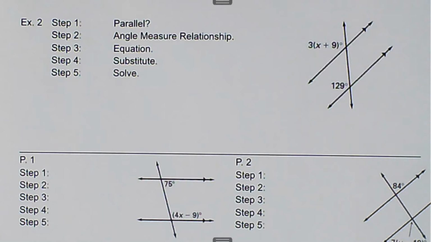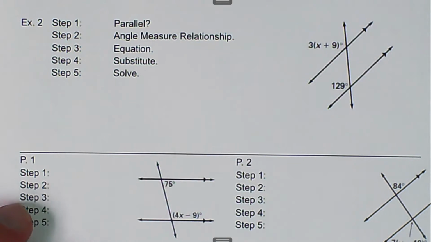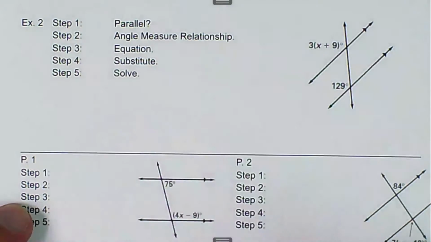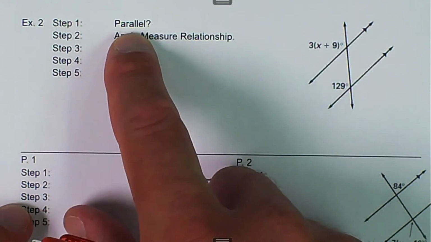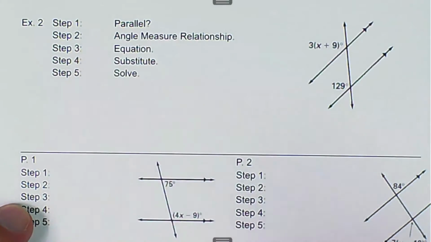We are talking about parallel lines cut by a transversal, and we're using the angle relationships to solve for unknown values. In this case, we're solving for x. And we have the 5 steps to follow in order to find our solution. The first thing, before we do anything, we have to understand if they're parallel. If they're not parallel, we stop right there.